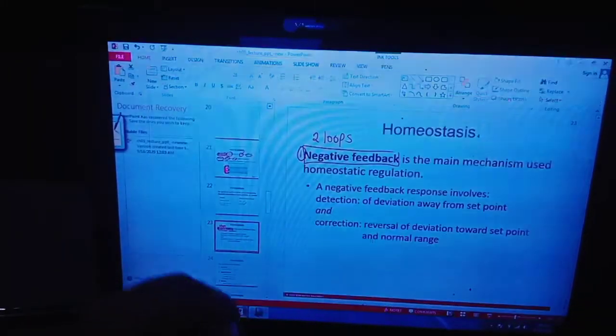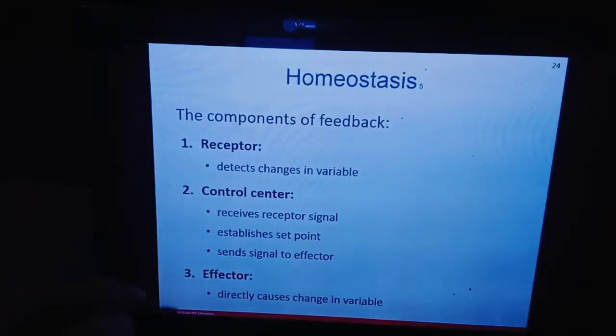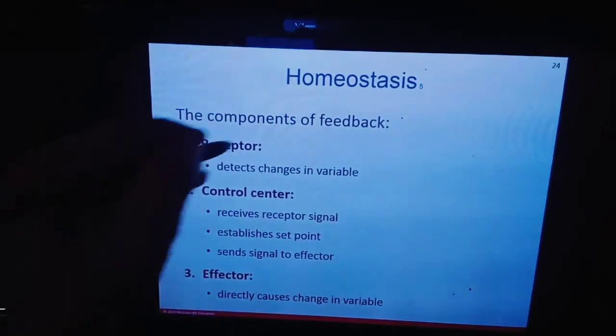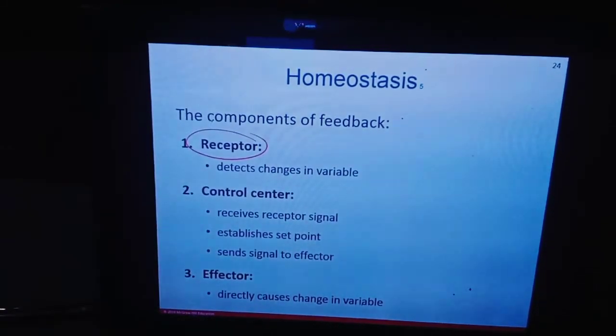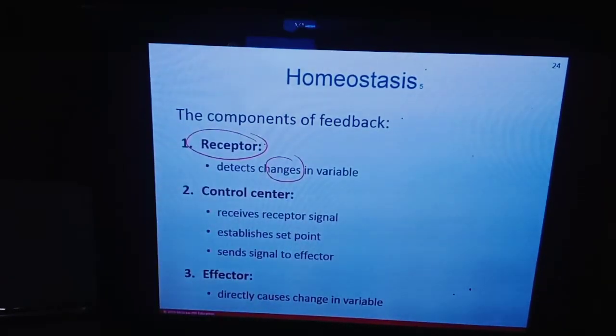Going back to our PowerPoint, guys. So there are three components of a feedback loop. What are those? We have your receptor. What does the receptor do? It detects changes in a variable. These receptors are specialized cells within the nervous system. Their main job is to detect changes that disrupt our well-being. They wait for what we call a stimulus.